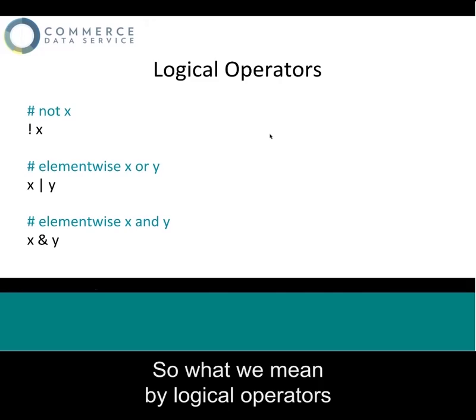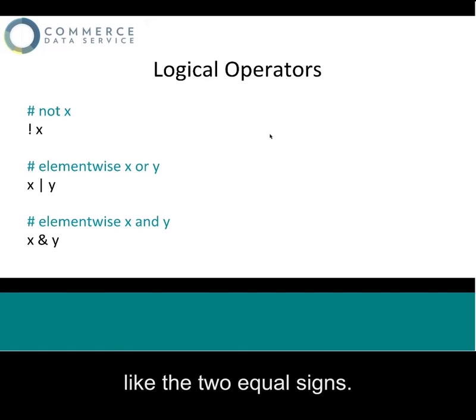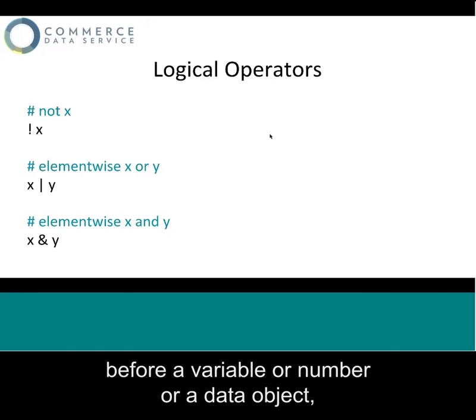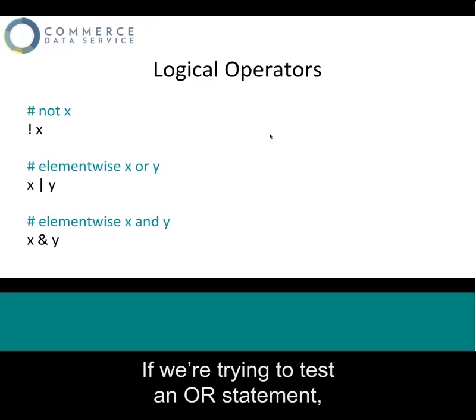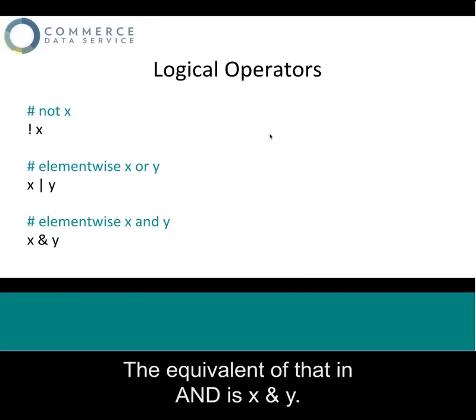So what we mean by logical operators are just the comparisons and the tests that we do, like you saw before, like the two equal signs. Very basic: when you see an exclamation point before a variable or a number or a data object, it is "not that thing." That's the test, not that. If we're trying to test an OR statement, element-wise, it is a single pipe, a single straight line. X pipe Y is element-wise X or Y. The equivalent of that for AND is X ampersand Y.